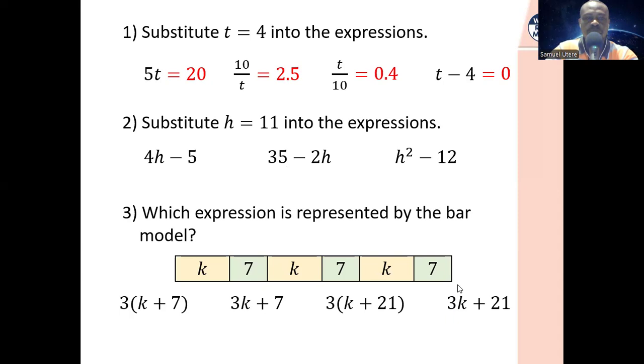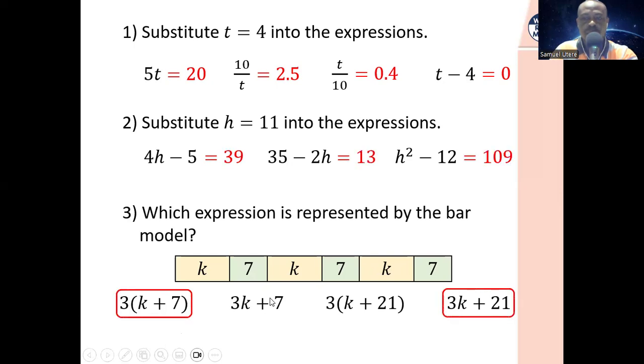For question 3, you were asked which expression is represented by the bar model. You remember our bar model, we always add. So this will be k add 7, but we have 3 lots of it, so we can write it like this. Now, remember, if we put the k's together and the 7s together, we will have 3k, because k plus k plus k is 3k, and then 7 plus 7 plus 7 is 21.